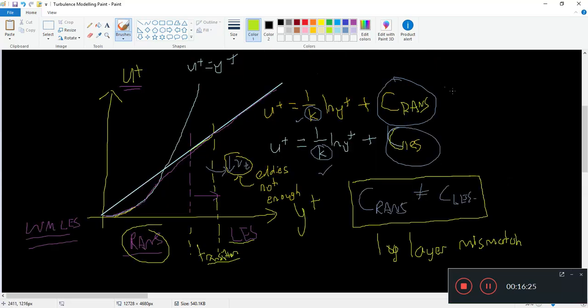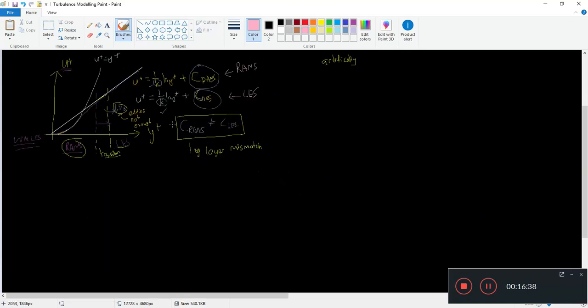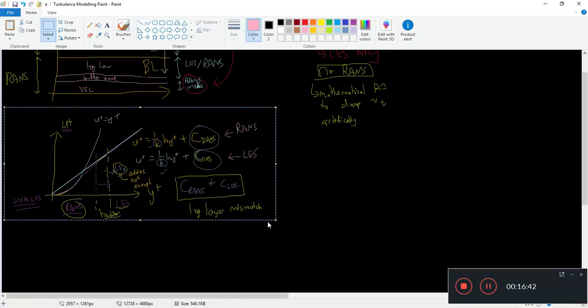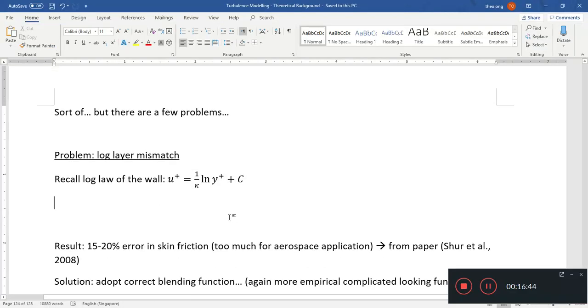Okay, so this is the RANS bit, the log law produced by RANS, the Reynolds average Navier-Stokes. This one's produced by LES. Both are not equal, so that's a problem. That's the log layer mismatch. So there was some tweaking that needed to be done.